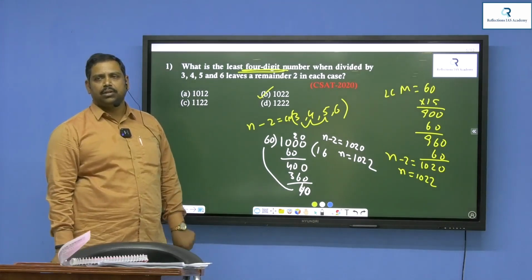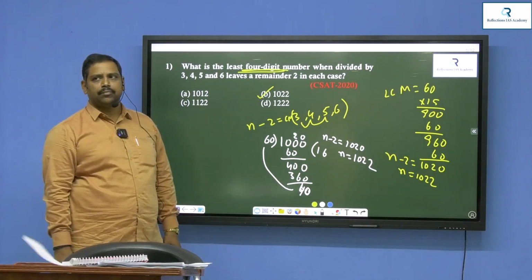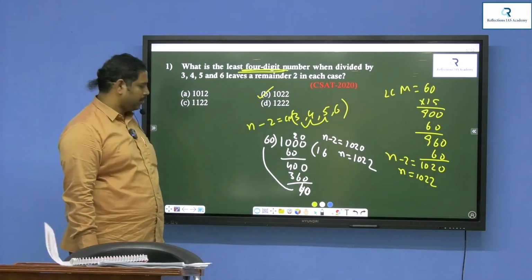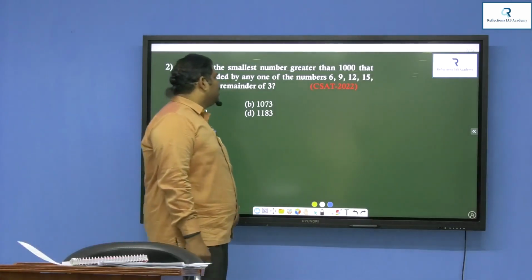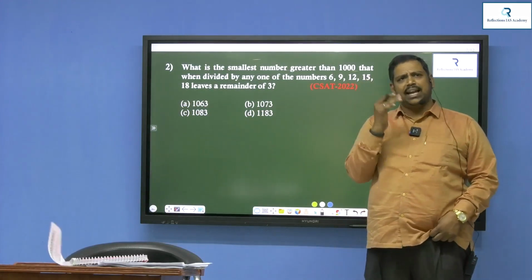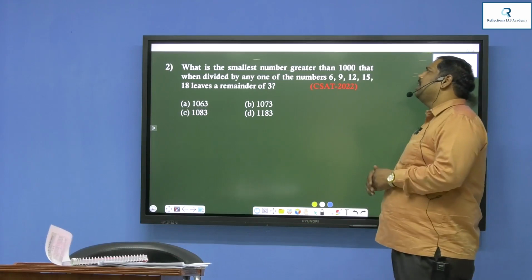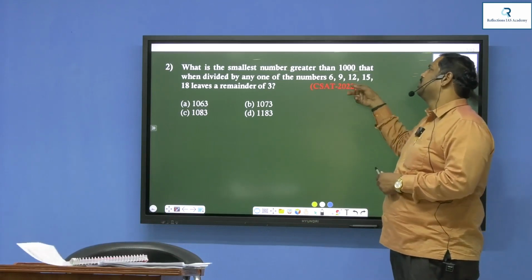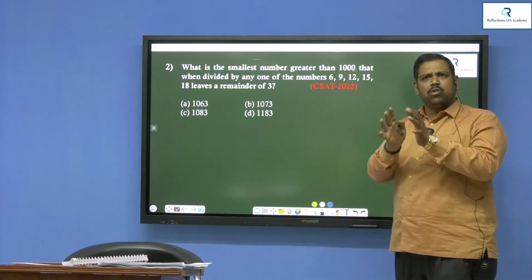Can I go to the next question? What is the smallest number greater than 1000? Smallest number greater than 1000 means again the smallest 4-digit number. That when divided by any one of the numbers 6, 9, 12, 15, 18 leaves a remainder of 3. Same question, numbers were changed.